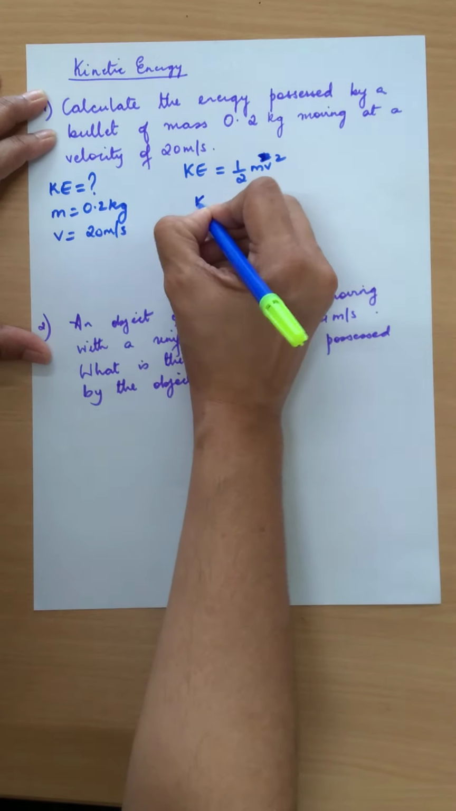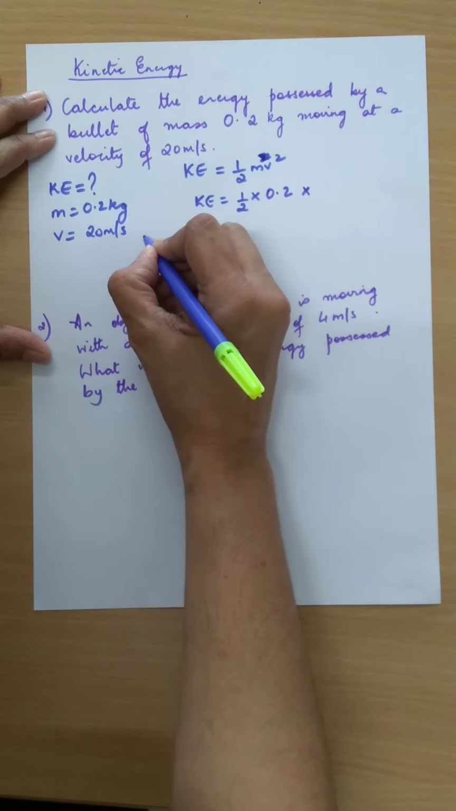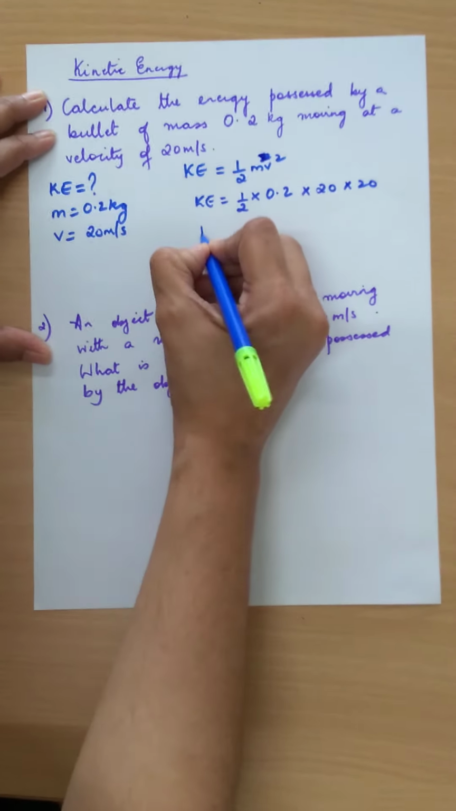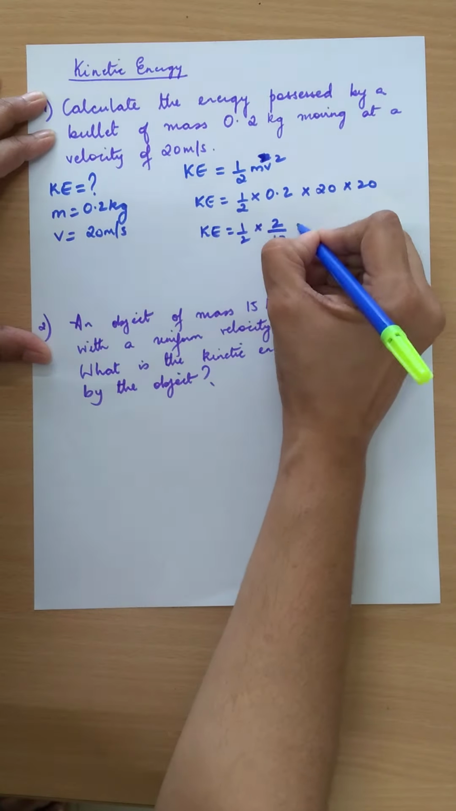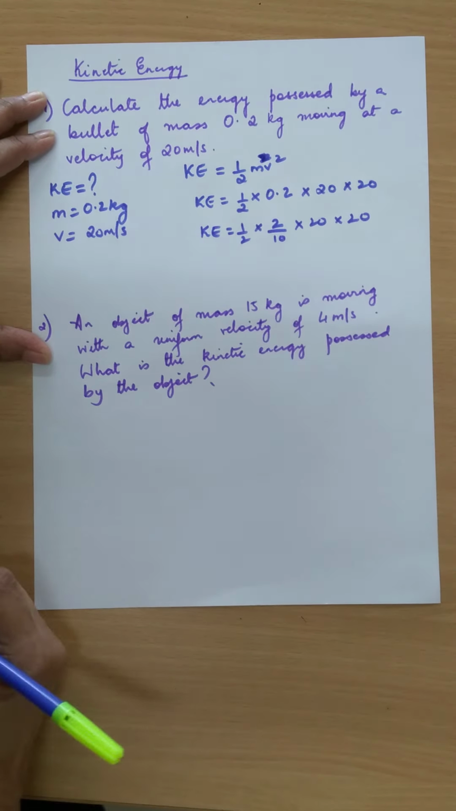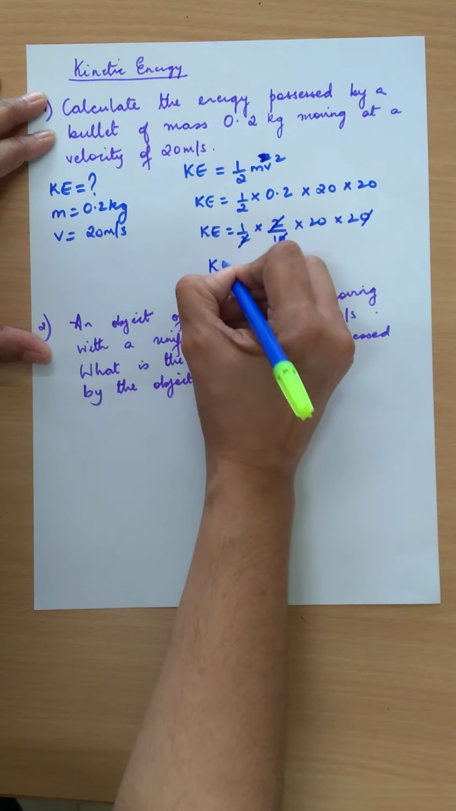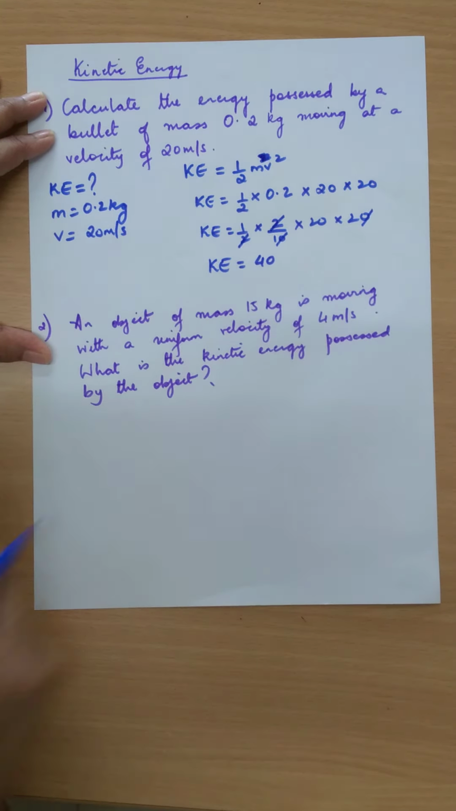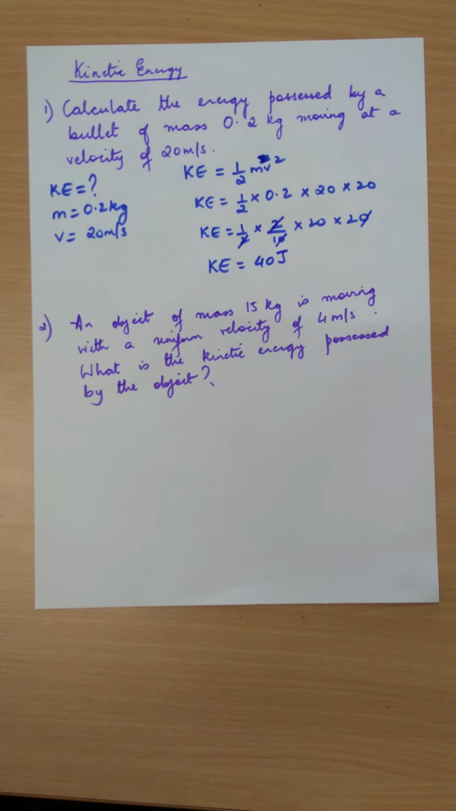Okay, so kinetic energy is equal to half into m is 0.2 multiply by v square is 20 multiply by 20. So then we have kinetic energy is equal to half. Instead of 0.2 I will write 2 upon 10 multiply by 20 multiply by 20. So 2 ones are and 2 ones are will cancel, 1 0 and 1 0 will cancel. So we have kinetic energy is 20 multiplied by 2, which is 40. The unit of energy is joules. So you can write the full form in small letters Joules, or you can just write capital J.